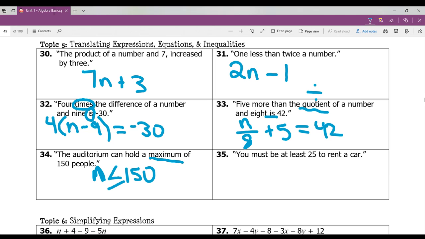And then number 35 is kind of opposite. At least 25. So now we're talking about 25. You have to be bigger than 25, or you can be 25. So anybody that's 26, 30, 40 can rent a car, but somebody that's 24 can't because they're not at least 25. So here you would use the greater than symbol and equal to.